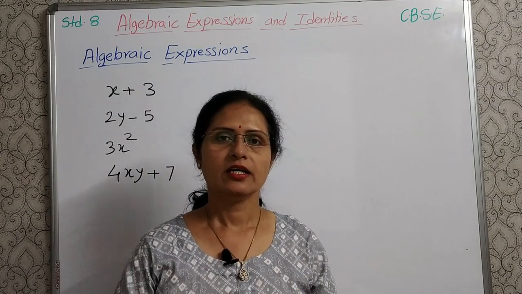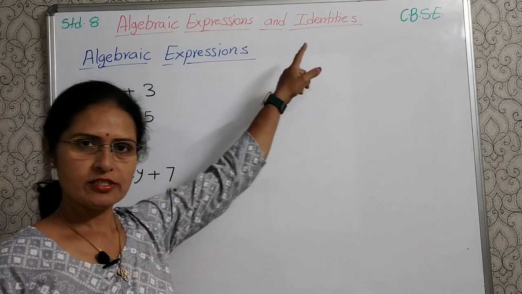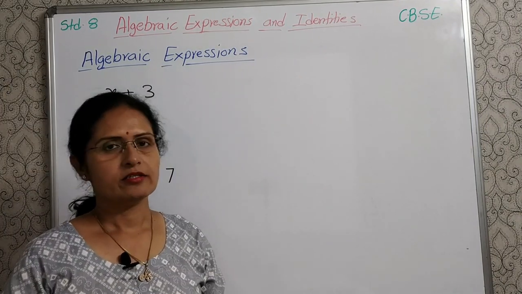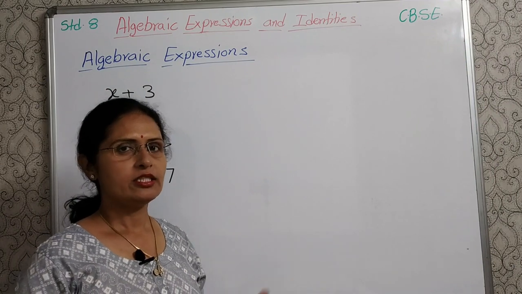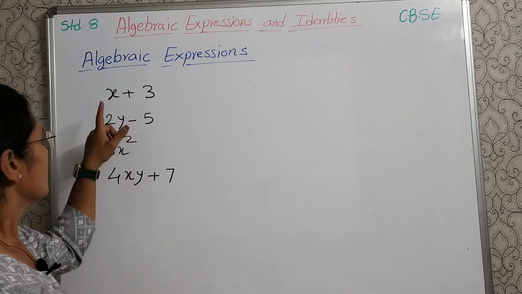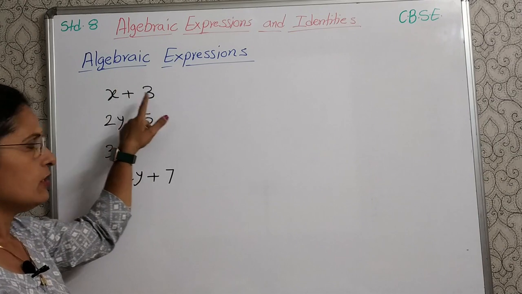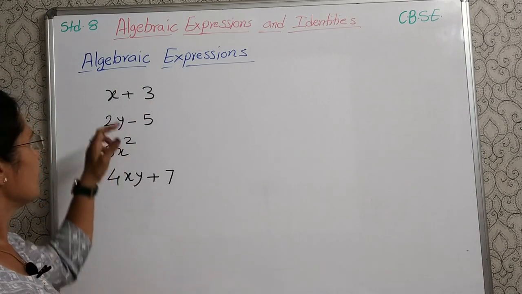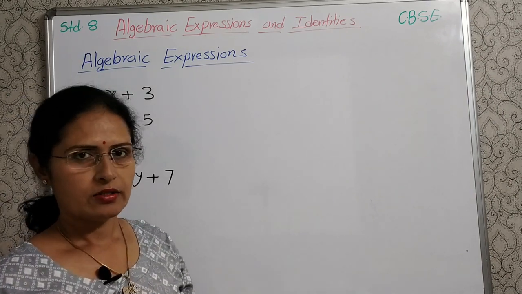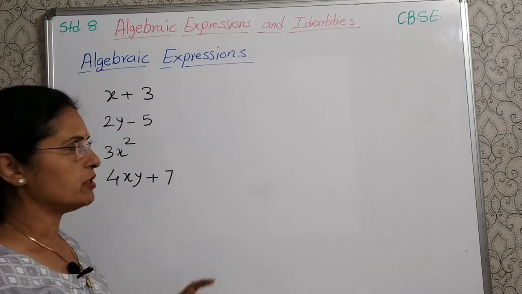I am Nilima Patil. In this video, we are going to start the new chapter Algebraic Expressions and Identities. Already in the earlier standards, you have studied what algebraic expressions are. These are all algebraic expressions. Algebraic expressions are formed using variables and constants. There can be one variable, sometimes there are two variables also. Variables are English alphabets, and these are the constants, the numbers.